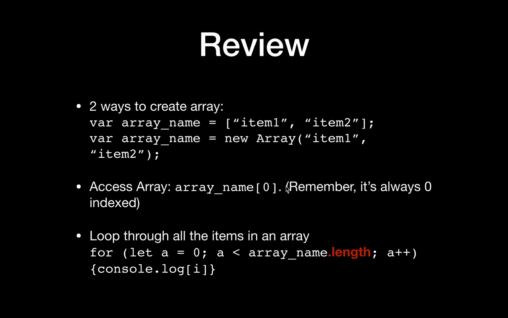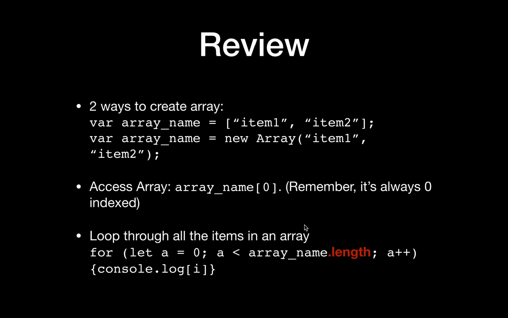Next, you learned how to access an array. For example, you type your array name, bracket 0, or your position number. And also remember, it's always zero-indexed, which just means it always begins with 0. So item 1 is actually item 0 for a computer. Item 2 is actually item 1 for the computer.